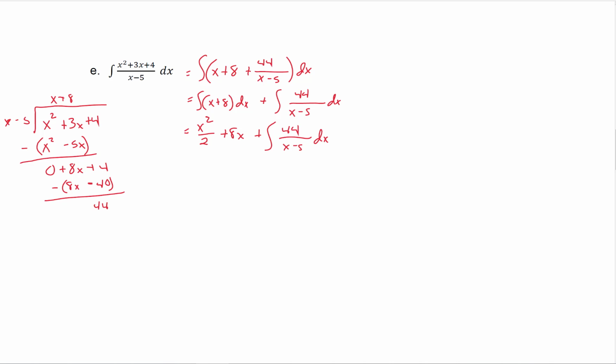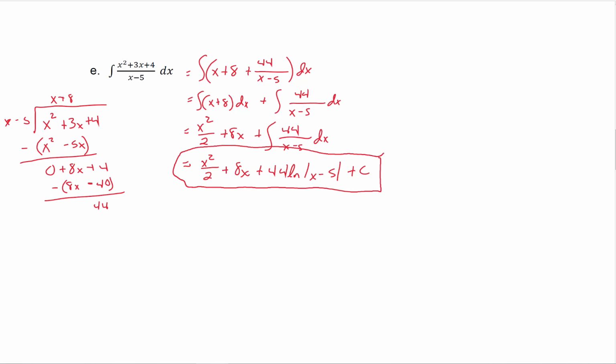B was pretty much exactly like this, very similar. So I'm going to leave the work to you looking at B. And you end up with x squared over 2 plus 8x, plus 44 natural log absolute value of x minus 5, plus c. And then, of course, as always, you check it.